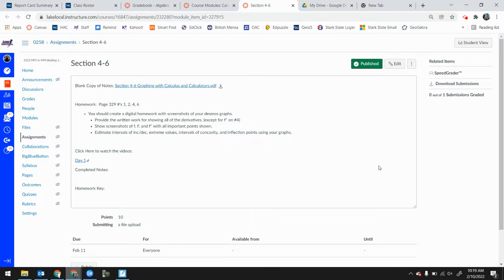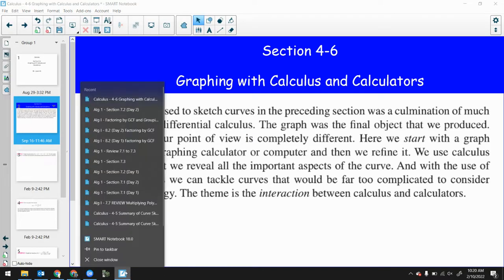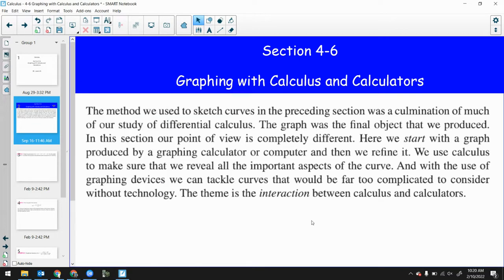Now, how you do that is really up to you. I'm going to show you how I would do it up in front of you today. So let's take a look here. The method we used to sketch curves in the preceding section was a culmination of much of our study of differential calculus. The graph was the final object that we produced, right? That was our outcome. The graph was the outcome.